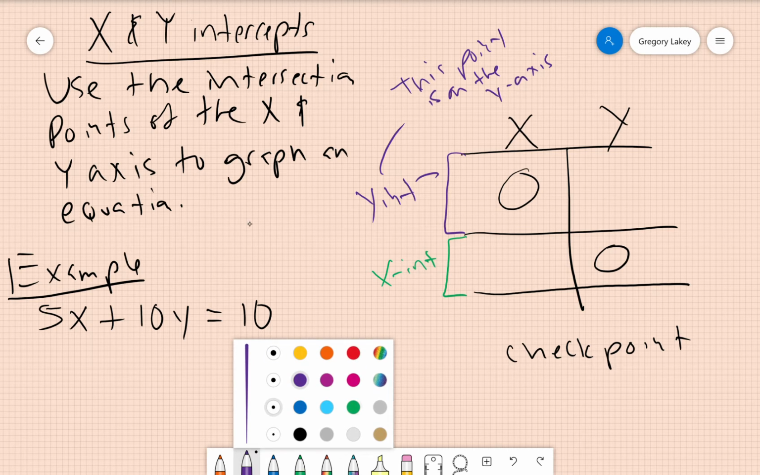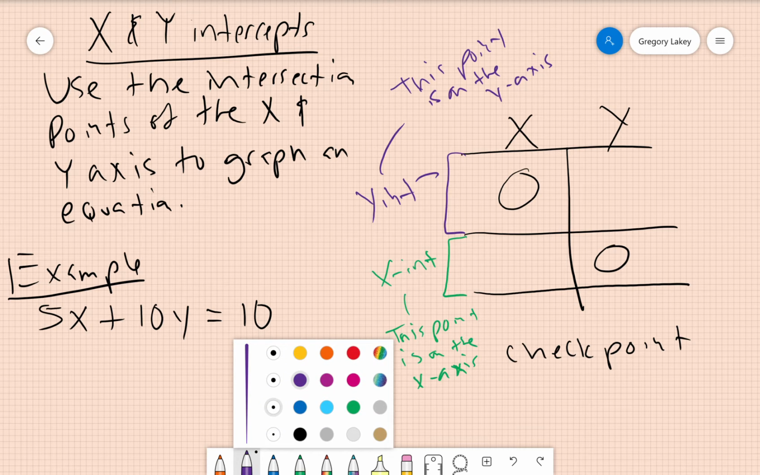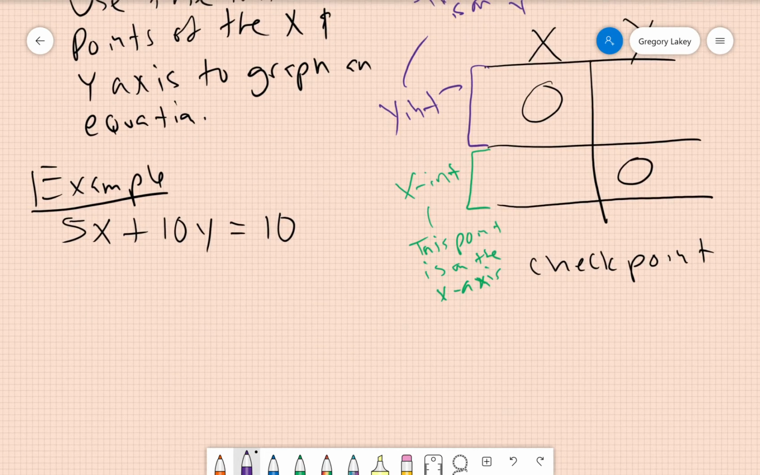Same thing with the x-intercept. So this point is on the x-axis. So now you know exactly where that point is going to be located when you solve it. It's going to be on the x-axis for the x-intercept, on the y-axis for the y-intercept. But now let's go ahead and actually do some of the algebraic work to find those ordered pairs.